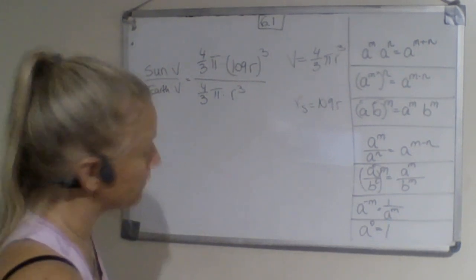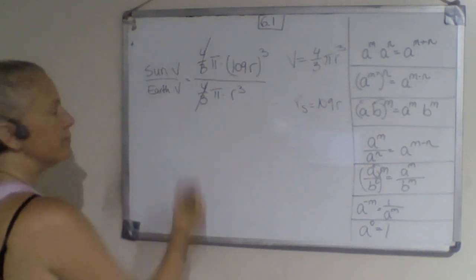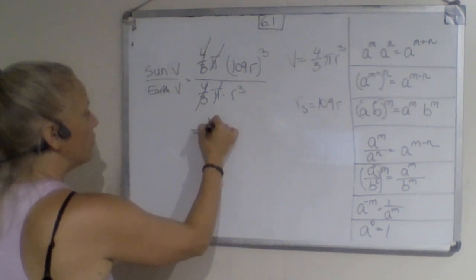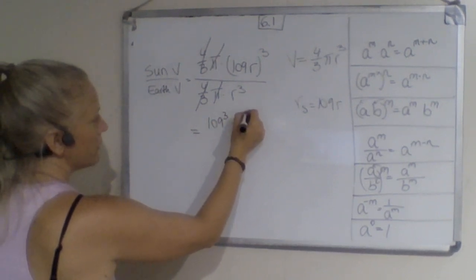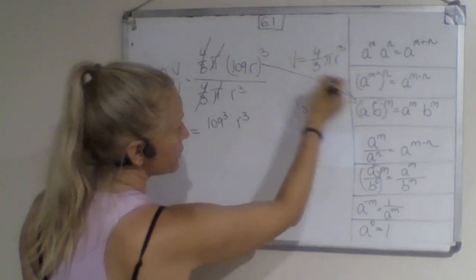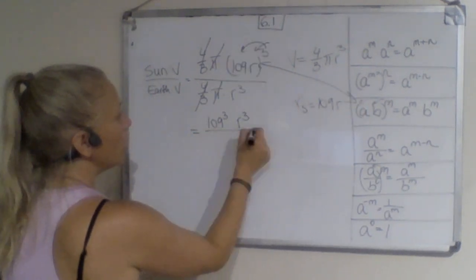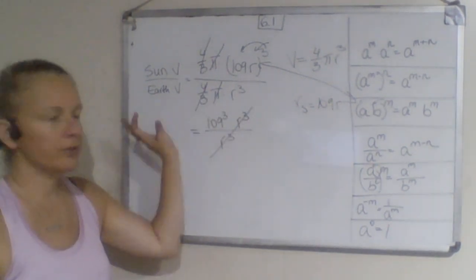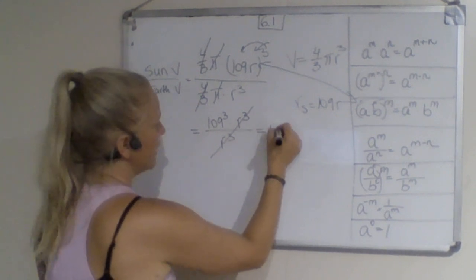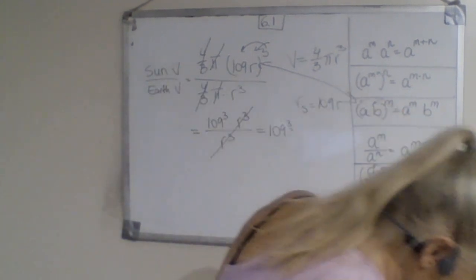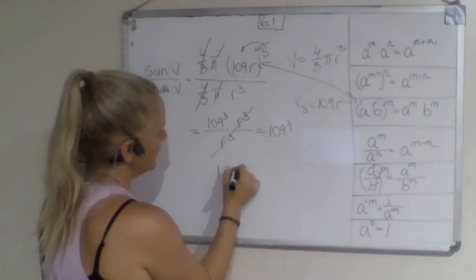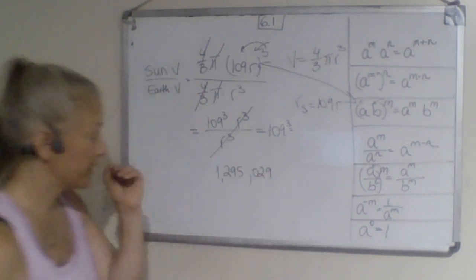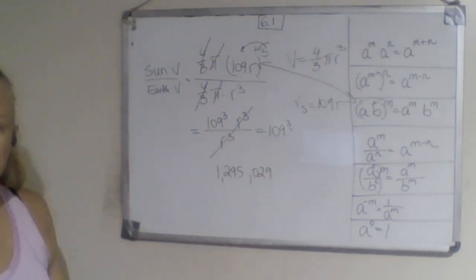Well, there's a lot of things we can get rid of. I have a 4 over 3 on the top, 4 over 3 on the bottom, a pi on the top, a pi on the bottom. I'm left with 109 to the third times r to the third. Why? This is this rule, right? We distribute the third. All over r to the third. And I'm not going to deal with that because they go away, right? I have 1 on the top, 1 on the bottom. I can reduce. All I'm left with is 109 to the third. And the book says, and your calculator would say, it's 1,295,029. This is how much bigger the volume of the sun is compared to Earth's volume.